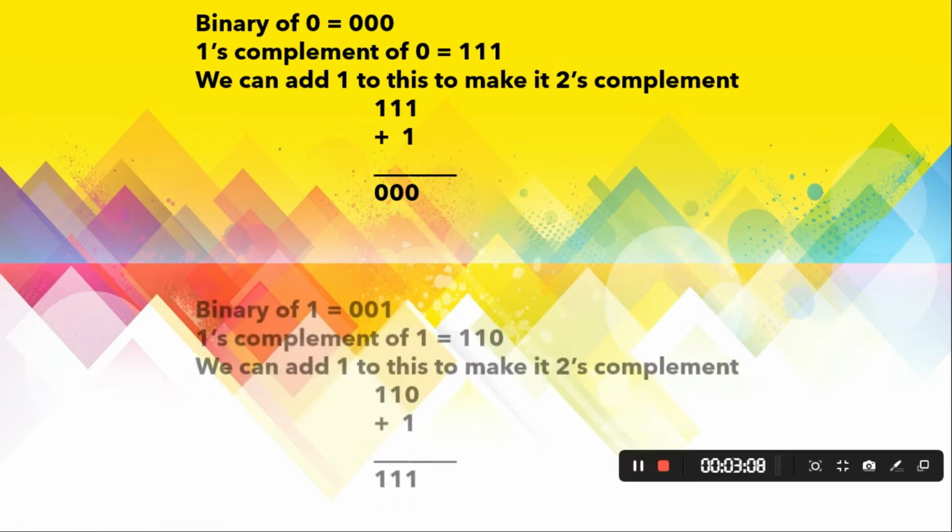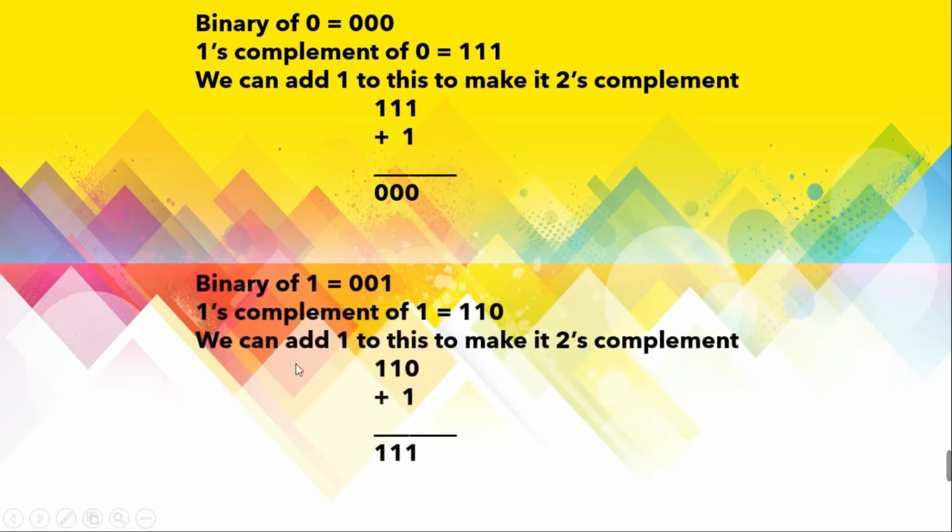Alright, let's move to another example. The binary number of 1 will be 0 0 1 if we are representing it with 3 bits. The 1's complement representation of 1 will be 1 1 0, just inversing the digits, and to make it 2's complement we just need to add 1 to it. So 1 1 0 plus 1 gives us 1 1 1. Now I guess all of us have the idea how we can make 2's complement for a specific number.